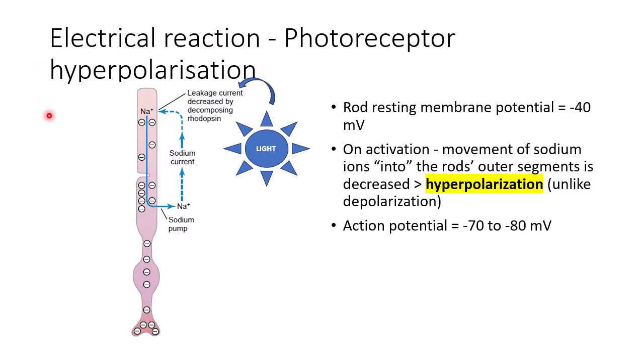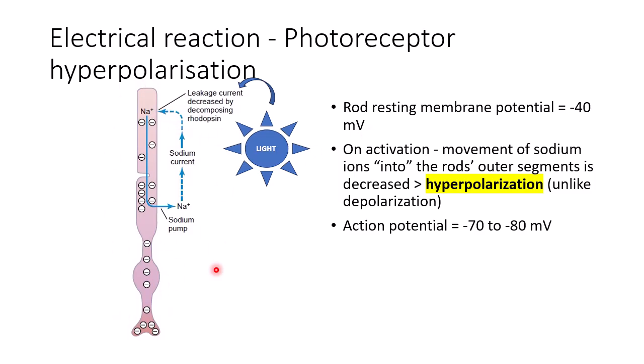In other neural membranes, activation actually leads to depolarization. But in photoreceptors, activation leads to hyperpolarization, that is a more negative potential. Now, why is this so? See, this is in the resting stage.